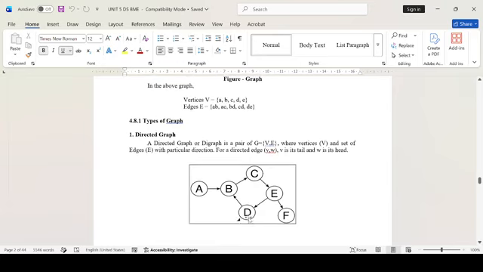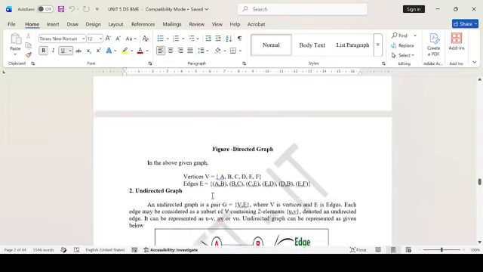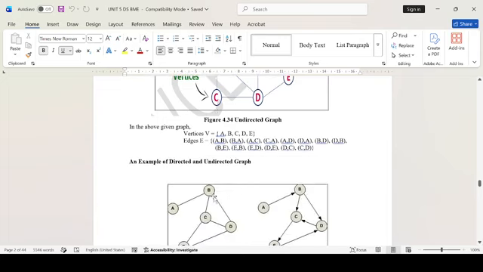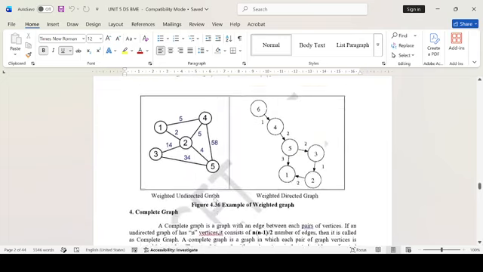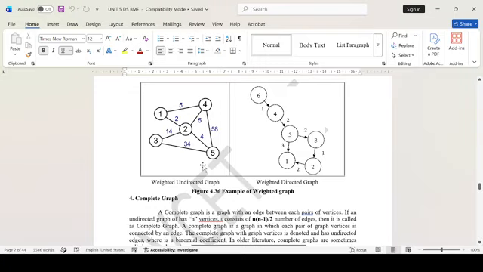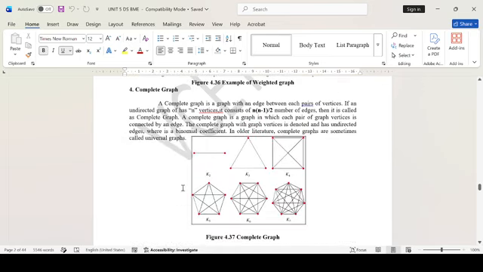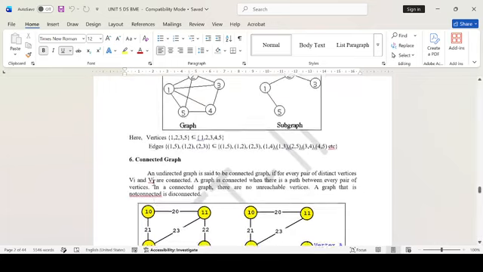Directed graph. A graph with directed edges is referred to as a directed graph. Undirected graph. In the graph, there is no direction. This is called an undirected graph. Weighted graph. In a graph, if an edge has a number, that is, it has a weight, it is called a weighted graph. Complete graph. If a graph has n vertices and it consists of n(n-1)/2 edges, then that graph is referred to as a complete graph.